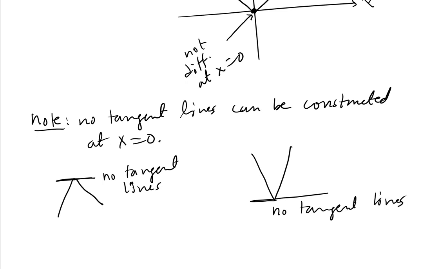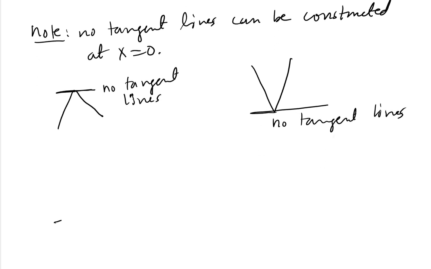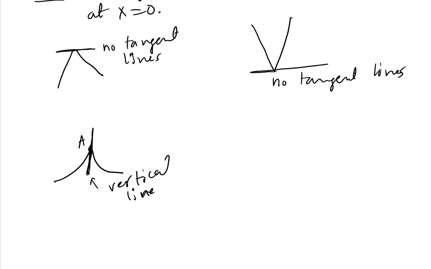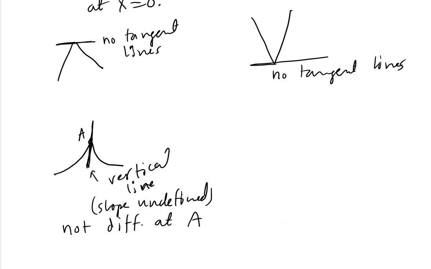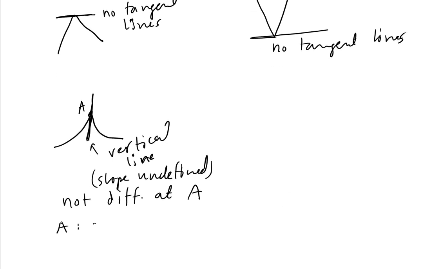at those sharp points. Another case is where the function is not differentiable when there is a vertical tangent line like this at point A. So this is a vertical line. Why is it not differentiable here? Because the slope is undefined. Slope is undefined. So not differentiable at point A. And this point A is called a cusp.